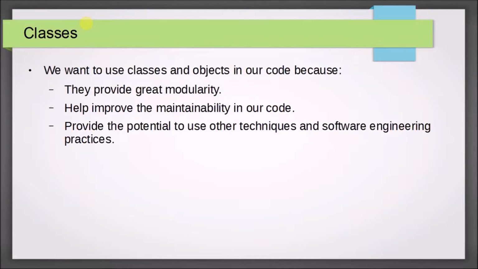So classes. We want to use classes and objects in our code because of the following. They provide great modularity. They help improve the maintainability in our code, and they give us potential to use other software engineering techniques and practices that can help improve our code.